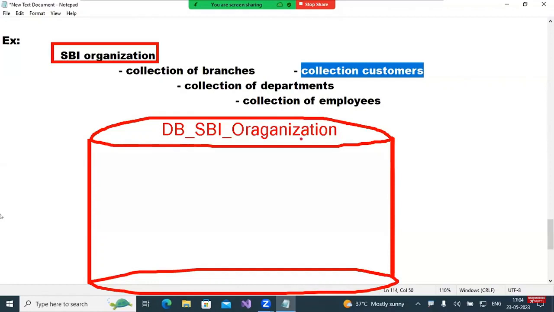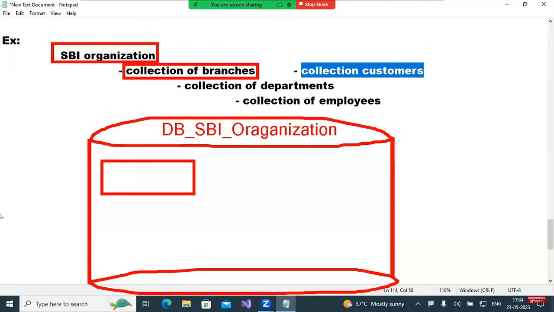In this SBI database application, what do I have to store first? Branches. A collection of branch details I have to store. But generally in databases, data or information can be stored in tabular format. So what I want to do is create or design one table, for which purpose? Branches. So now I can say this is branch details. Shortcut I'm writing. Okay, now branch details.